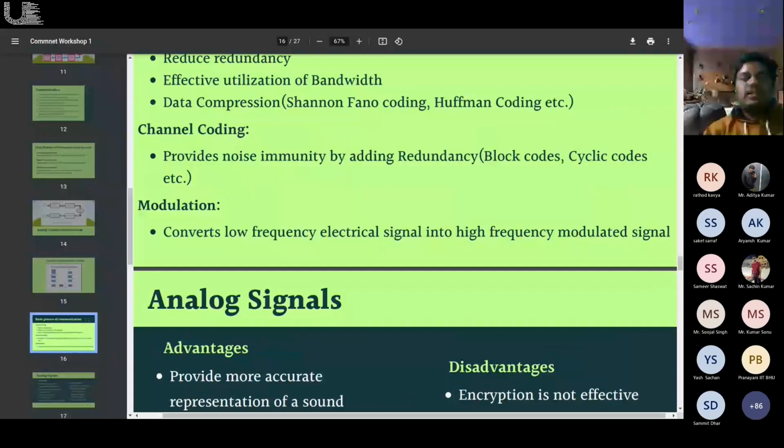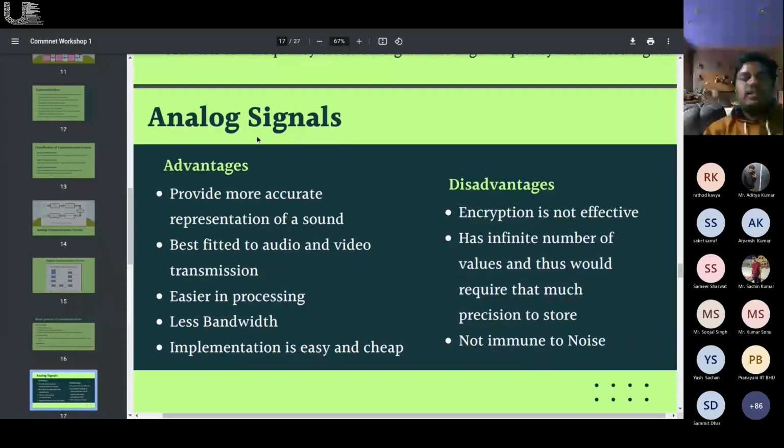Next we have analog signals. So why should we use an analog signal? It provides a more accurate representation of sound. You can represent a sound in analog form only, right? Can you represent it as 1010? Do you think so? Hello.